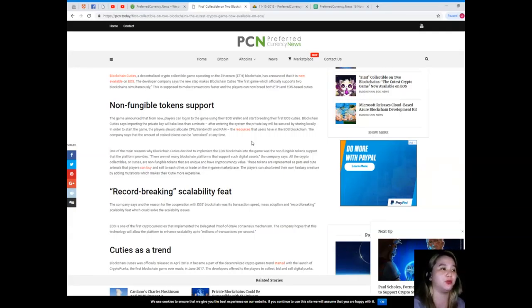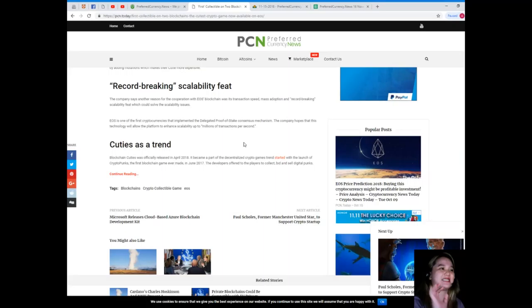One of the main reasons why blockchain Cutest decided to implement the EOS blockchain into the game was the non-fungible token support that the platform provides. There are not many blockchain platforms that support such digital assets, the company says. All the crypto collectibles, or Cutest, are non-fungible tokens that are unique and have cryptocurrency value. These tokens are represented as pets and cute animals that players can buy and sell to each other or trade on the in-game marketplace. The players can also breed their own fantasy creature by adding mutations, which makes their Cutest more expensive.